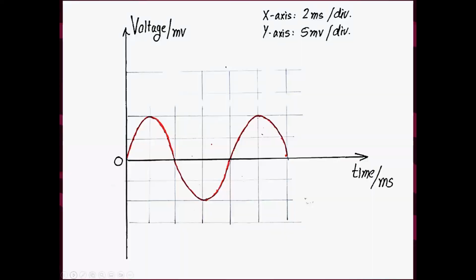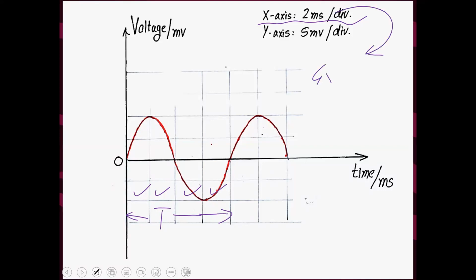Now, the example is here for our discussion. No need to copy, just watch it on the screen. The scale is given, suppose we see for x-axis. For x-axis, the scale is 2 millisecond per division. So if I'm working for time period, I will mark the time for one cycle. This is one cycle. Then I count the boxes. When I count the boxes, I get 4 boxes, and this is the scale. So 4 into 2, 8 millisecond. This is the time period.